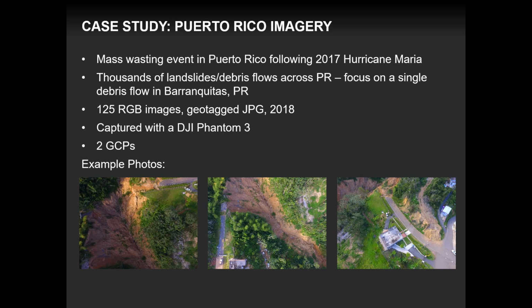So 125 RGB images, geotagged JPEGs, collected in March of 2018, about 7 or 8 months later. This was a DJI Phantom 3. There were 2 ground control points. I think this was one of Dr. Hughes's first efforts with the UAV, and there are only 2 ground control points, and they are close together, so the georeferencing has a little bit to be desired. Here are a few example photos of what they picked up.